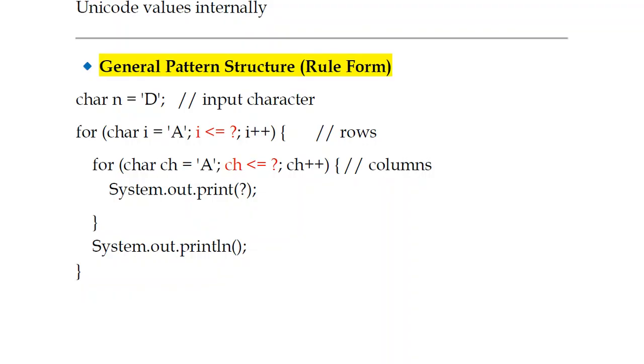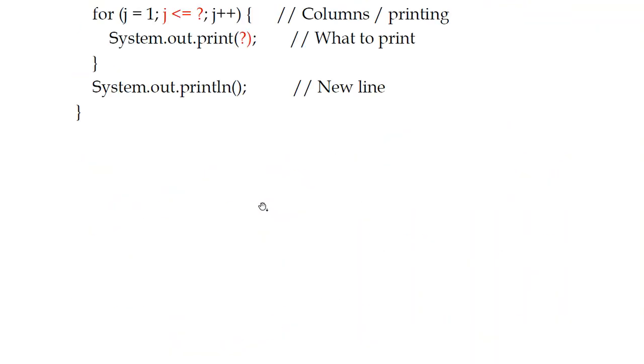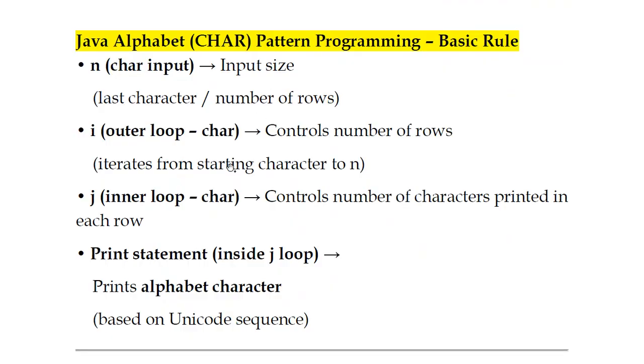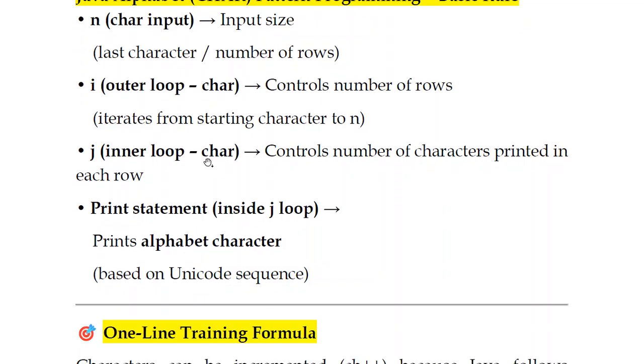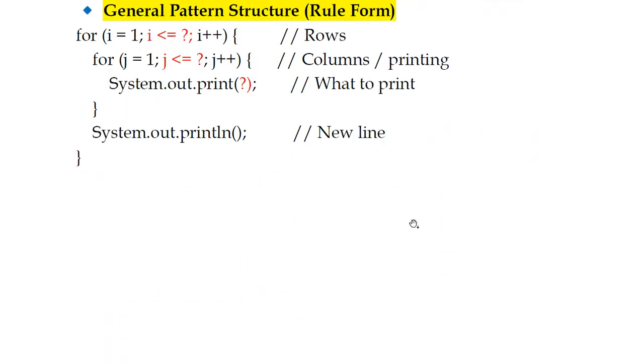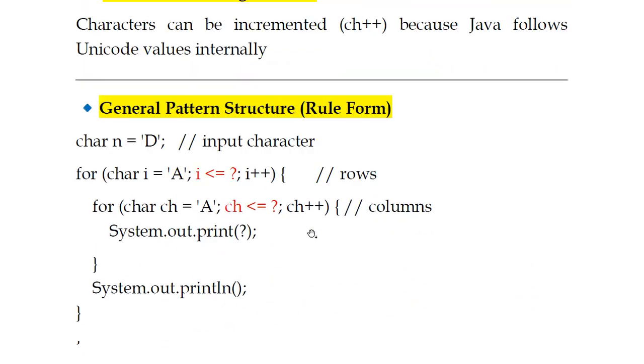These things we already discussed in depth in our previous sessions number 7 and 8. Please watch it, how this inner loop will work. After that, in the body of the inner loop, what you are going to print, this is the rule. So see here, n is the input size, i is the outer loop, the number of rows you are going to print. Next, j is the inner loop, the number of characters you are going to print. That is the number of times you are going to print. And then after deciding the number of times, you decide what you are going to print, either alphabet or number or symbol or space, whatever it is.